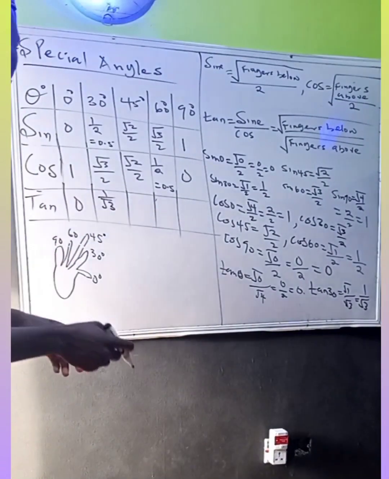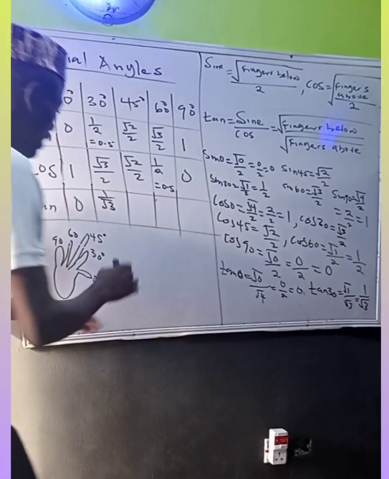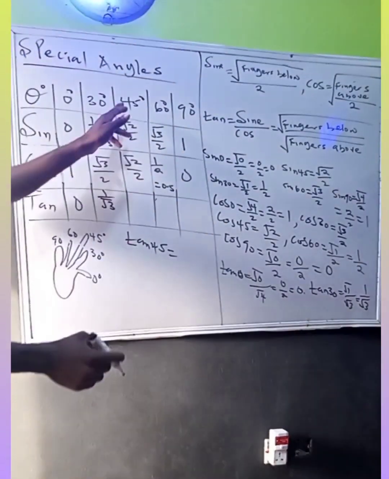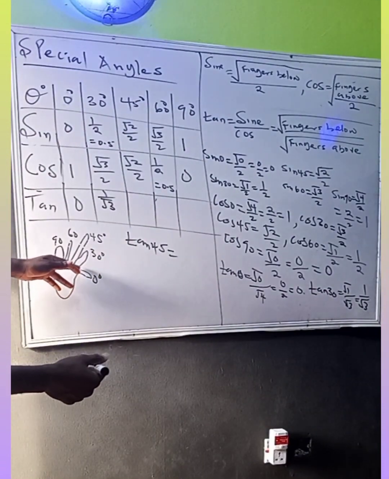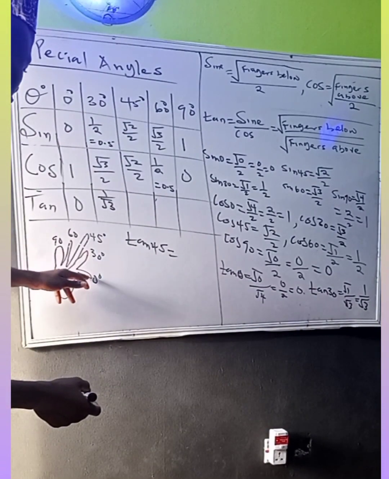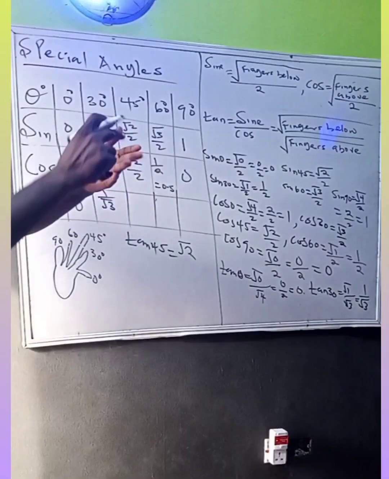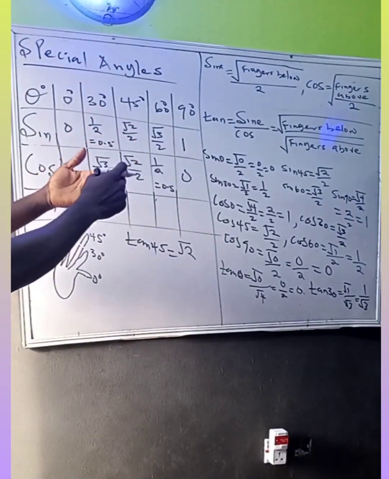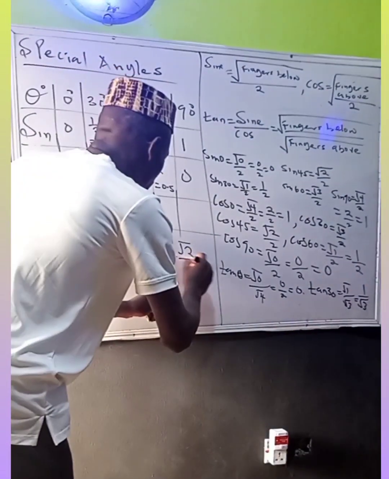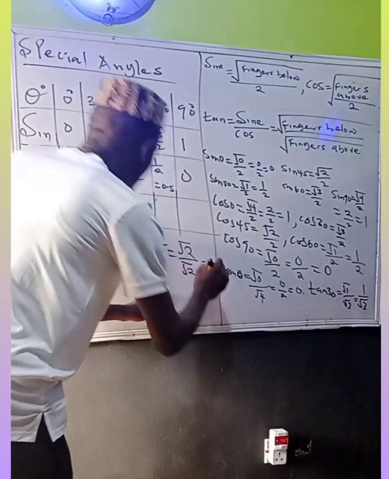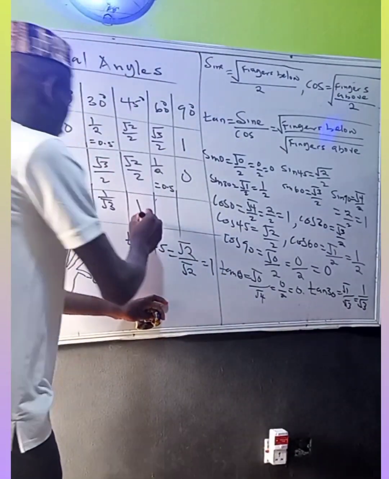Then tan 45. Tan 45 becomes square root of fingers below 45. How many fingers do we have below 45? We have 2. So it becomes square root of 2. Check now, this 45. Fingers below it is 2, then fingers above it is 2. So we are going to have square root of 2 again. Square root of 2 divided by square root of 2 is 1. So tan 45 is 1.